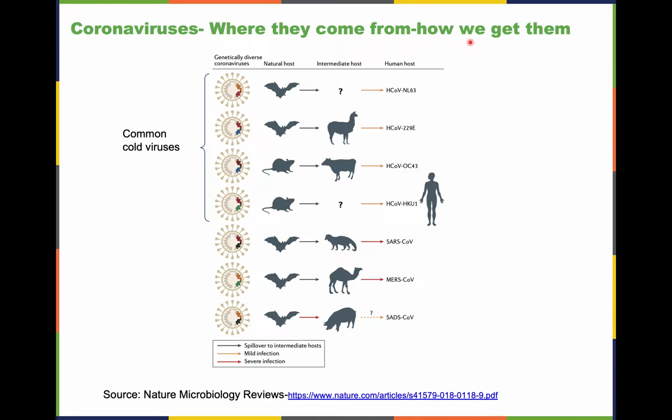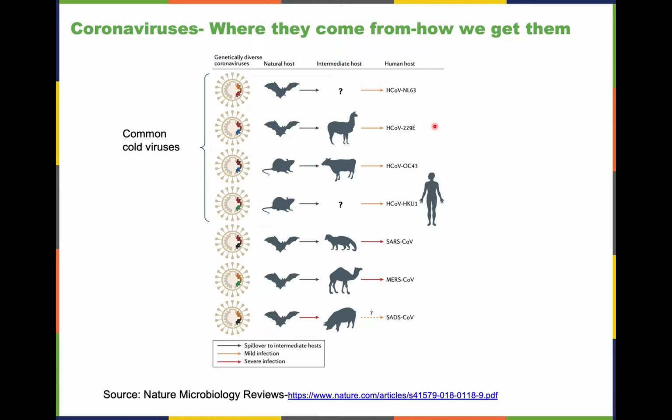So what are coronaviruses and where do they come from? And how do they transfer into us? So coronaviruses are a diverse and huge class of viruses. And one group that affects us are called the beta coronaviruses, which are shown in here. This image is showing you the viruses that give you a mild infection or severe infection. And then this arrow shows spillover from one organism to the next.